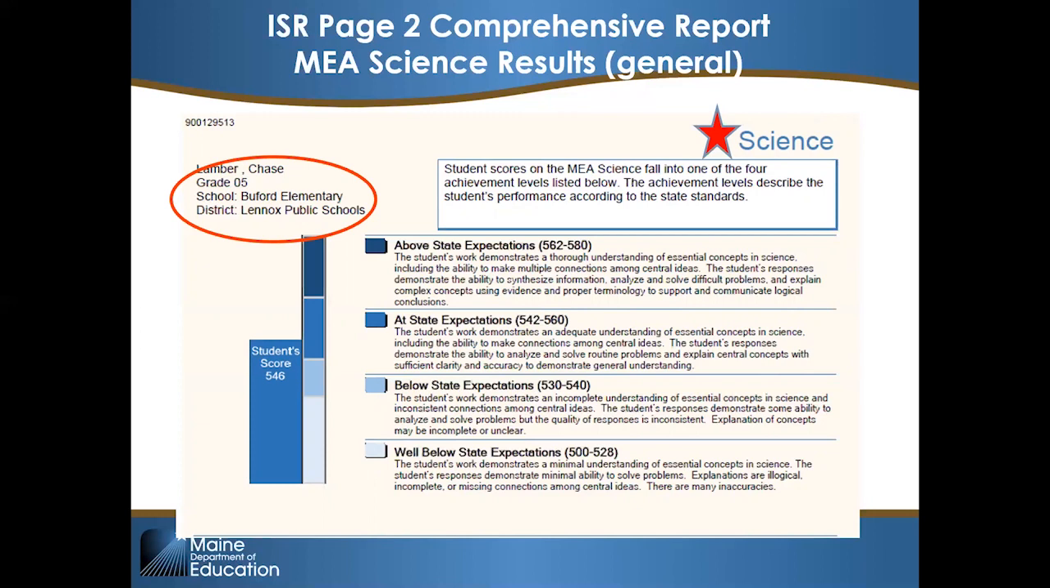On science, Chase received a score of 546. The score places Chase in the achievement level of at state expectations. For 5th grade MEA Science, the score ranges for this achievement level are from 542 to 560, with the definition of the achievement level for science describing the quality of a student's answers on that assessment. The bar graph on the left is the corresponding color of at state expectations, next to the thin bar that shows a distribution of all students statewide in all 4 achievement levels.